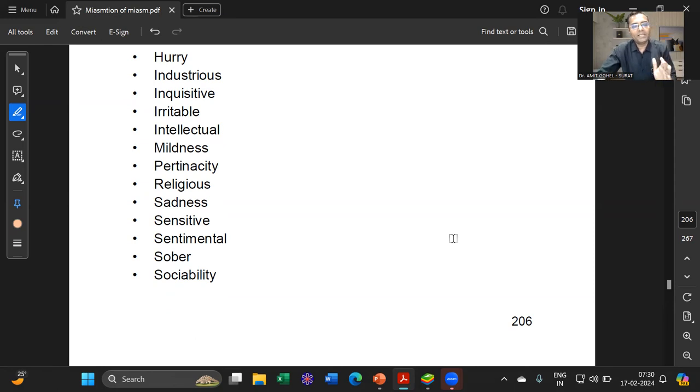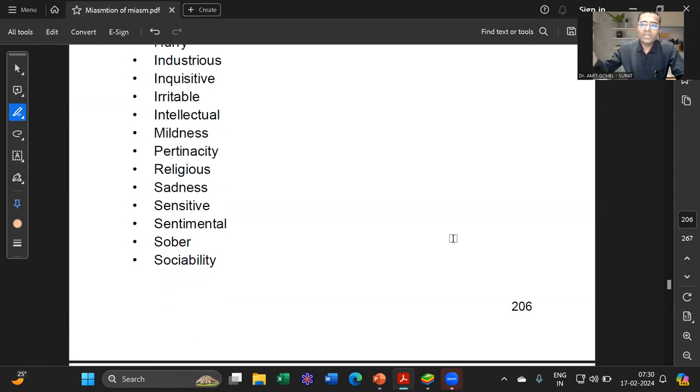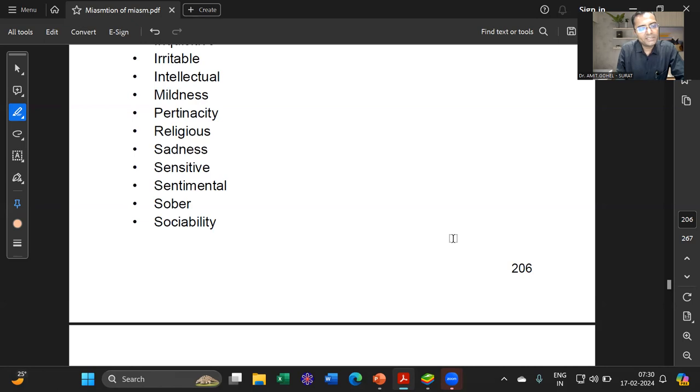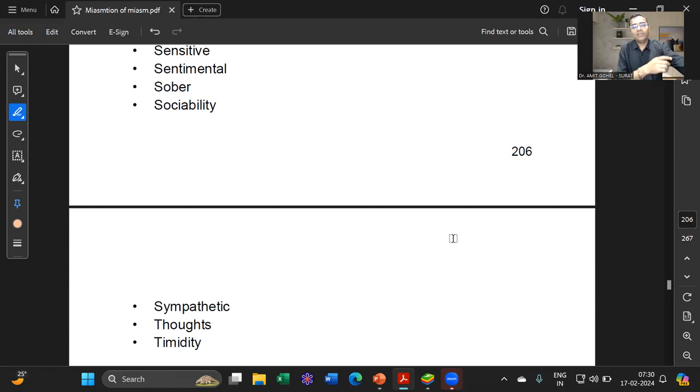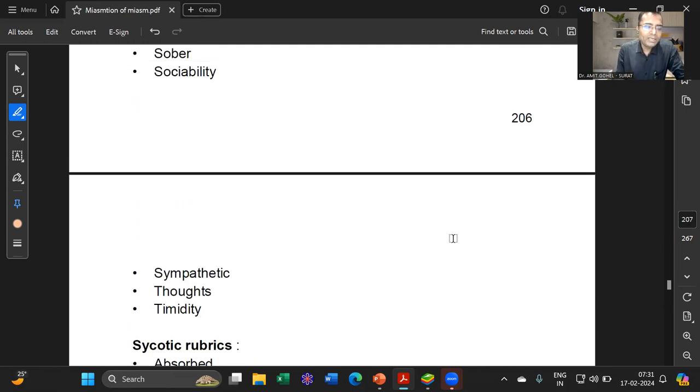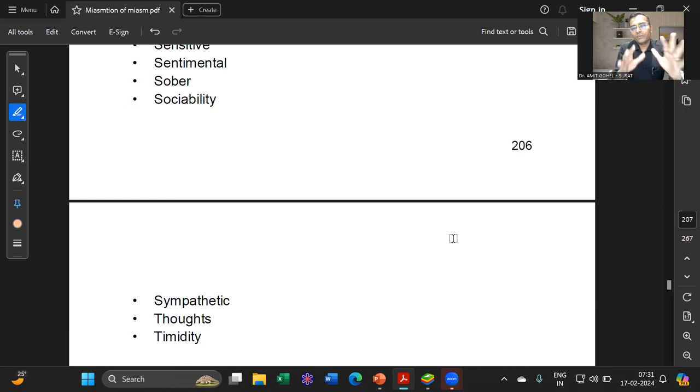Pertinacity means I have to keep myself to a particular point of view. So this is pertinacity; the religious can be soric, can be psychotic, and can be syphilitic. There is sadness because of sensitivity, hurt, the sensitive, sentimental, sober, and sociability. These are soric. Sympathetic means there is care for others, and thoughts are soric, and timidity because of inhibition. So these are a few examples of the soric rubric. Whenever you encounter the patient's mental aspect, you have to categorize it in the chart box of the soric.